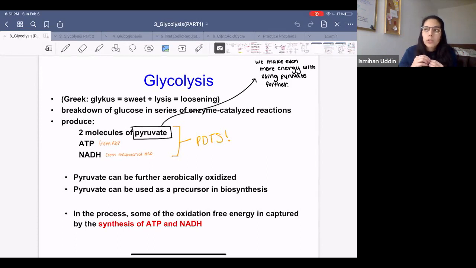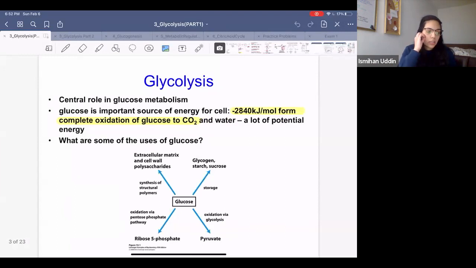So one molecule of glucose is not entirely energetically used up in one round of glycolysis. Rather, the pyruvate then goes on to different reactions depending on what the body needs to make more energy. We also have ATP, which is adenosine triphosphate, from ADP, and NADH, which is a reduction of NAD. Pyruvate, like I said, can be further aerobically oxidized, and a precursor. Okay, so glycolysis has a central role in glucose metabolism, obviously.